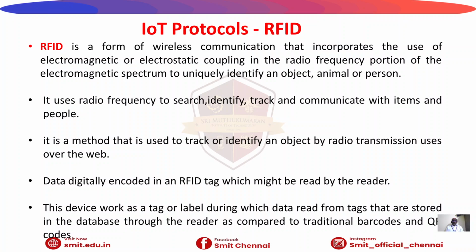It uses radio frequency to search, identify, track, as well as communicate with items and also with people. It's a method used to track or identify an object by radio transmission over the web. So data is digitally encoded in an RFID tag, which may be read by the reader.